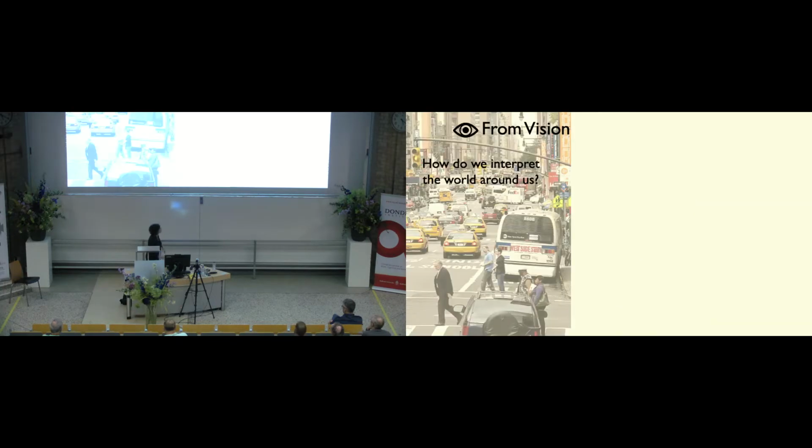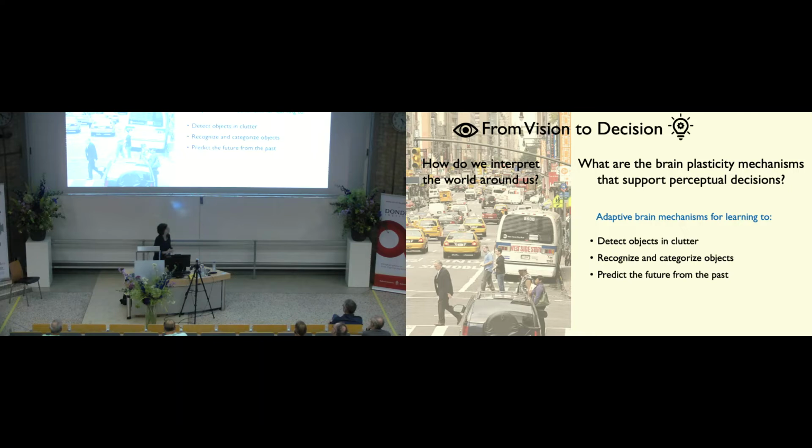So with all our tools under belt, we can now ask the question of how does the brain really make sense of the world around us? And that's what I'd like to guide you through in the next 40 minutes, maybe, and ask the question of what are the brain mechanisms that support the brain in its capacity to learn, in order to detect objects in cluttered scenes, discriminate those objects, and recognize, categorize them to meaningful classes, and finally predict what's going to happen next from past information.